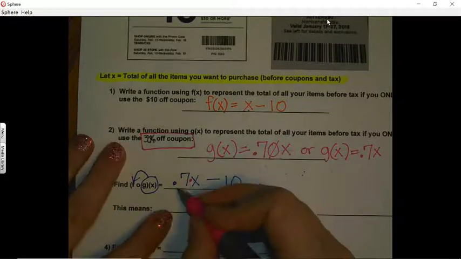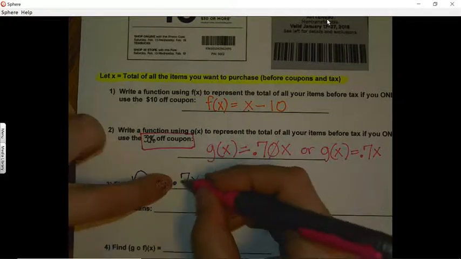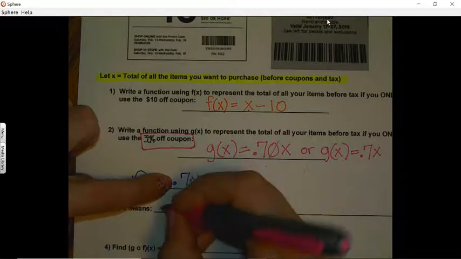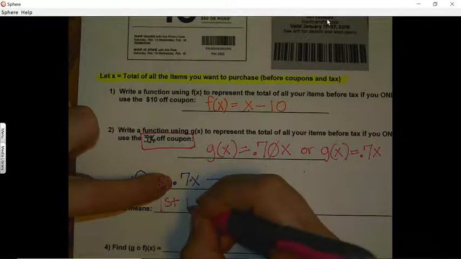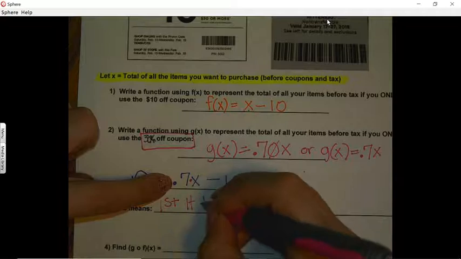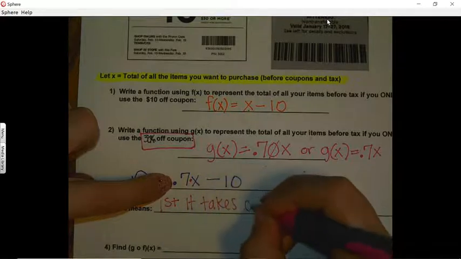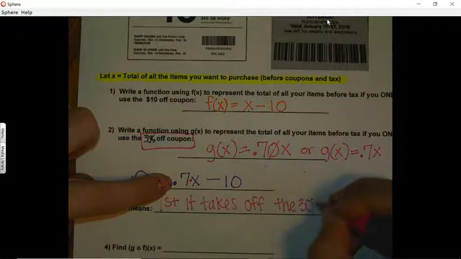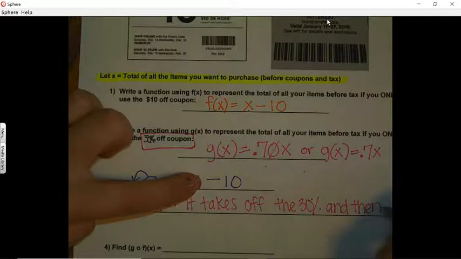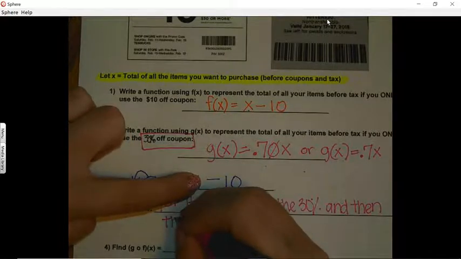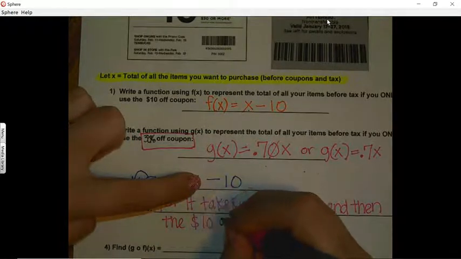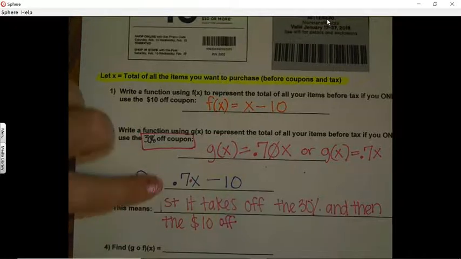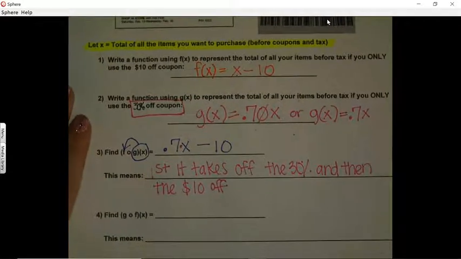So the register is going to first, this is order of operations, would do this. So first, it takes off the 30%, and then the $10 off. Okay, so that's what this would represent in a real life context.